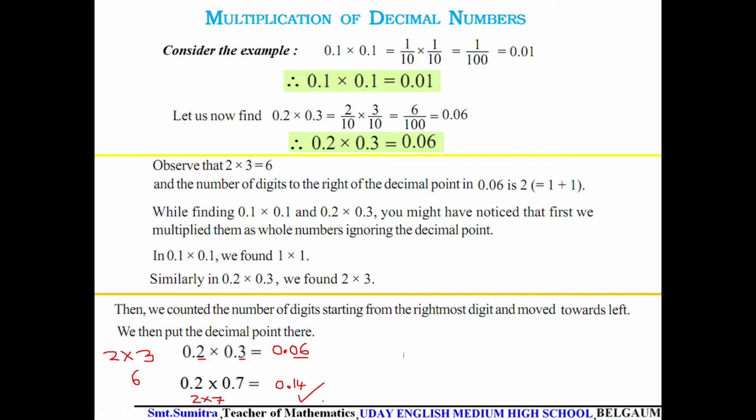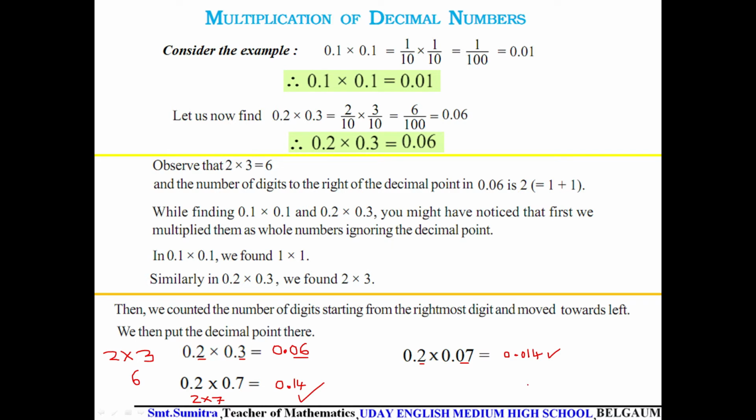Take one more example, 0.2 into 0.07. 2 into 7, 14. But here you see, after the decimal point 1 is there. After the decimal point 2 digits are there. So totally 3 digits after the decimal point. So here I'll write the decimal point and here I'll write 0. The answer is 0.014.